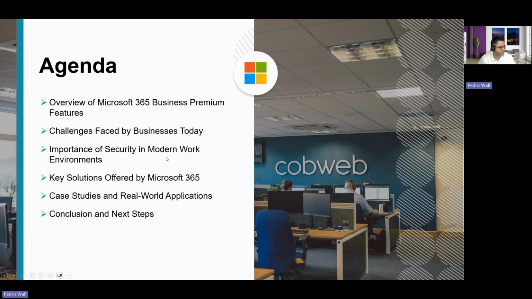Then, of course, the importance of security in modern work environments, how security plays a massive layer with the inclusion with Business Premium and how that works. Some of the key solutions offered on top as well, but also some case studies, right? So real world applications in terms of how that fits in tangent with the likes of Business Premium and how that can be very, very useful indeed, followed by a conclusion, next steps, and a bit of a Q&A at the end if you've got any further questions going forward.